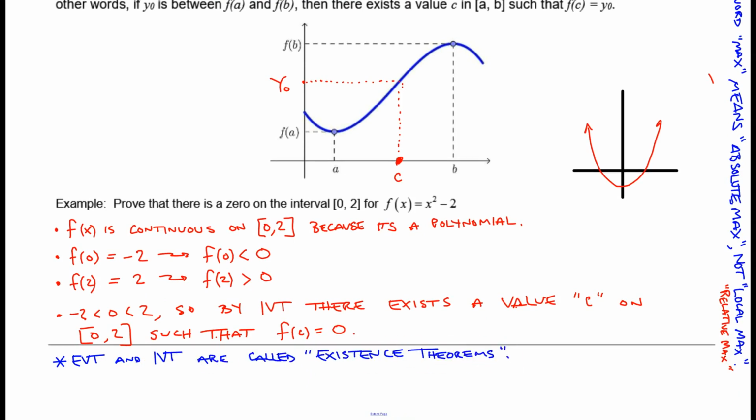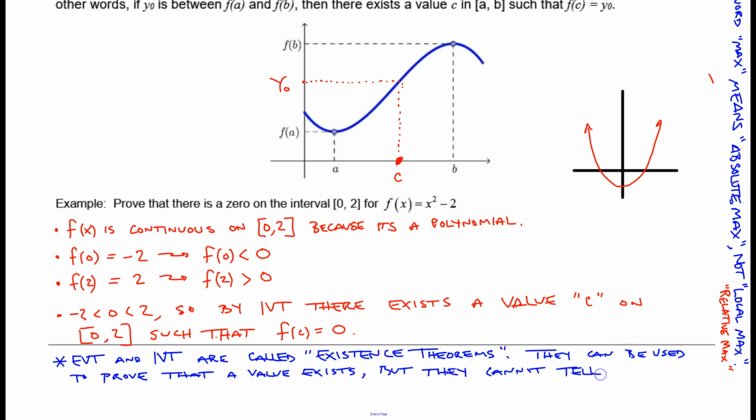Okay, so what does an existence theorem do for us? Existence theorems can be used to prove that a value exists, but they cannot tell us exactly where that value is located. So what might that value be? Well, that value could be a minimum, a maximum, a 0, some value of importance to us when analyzing functions.